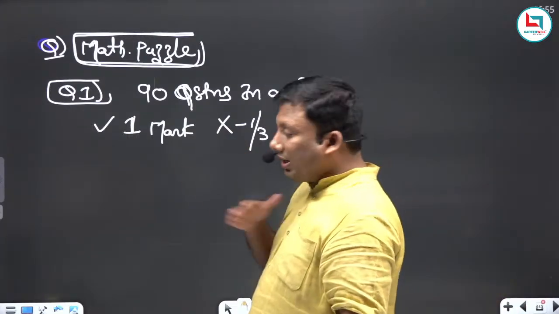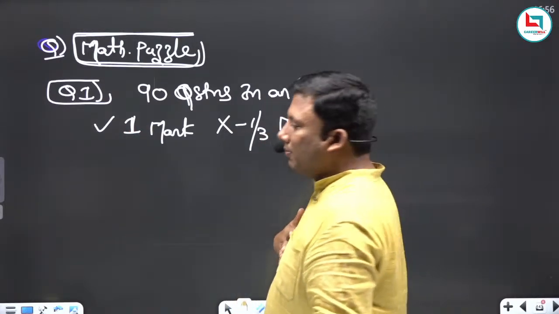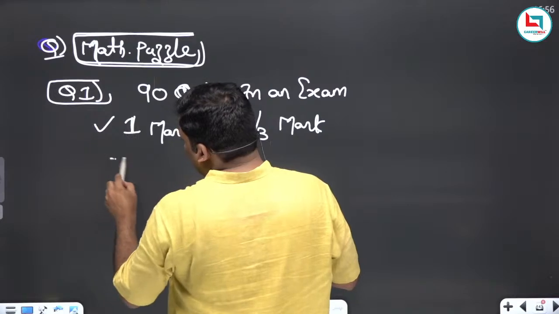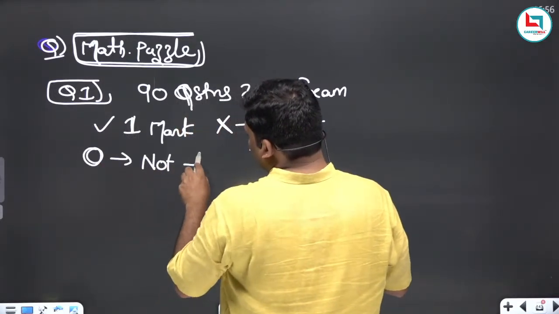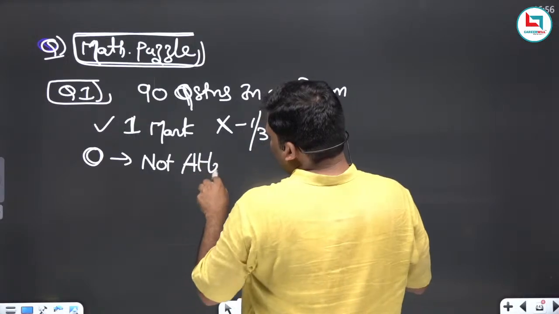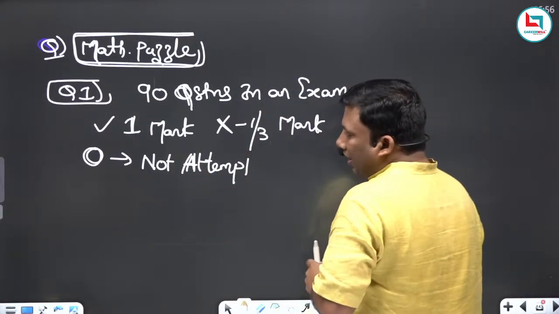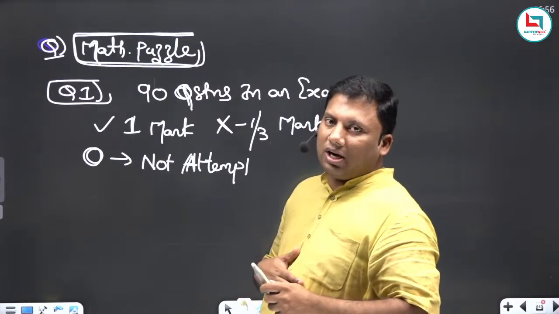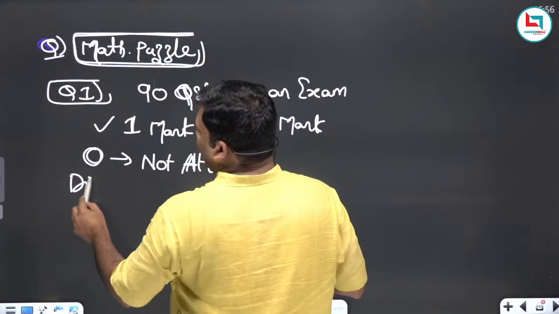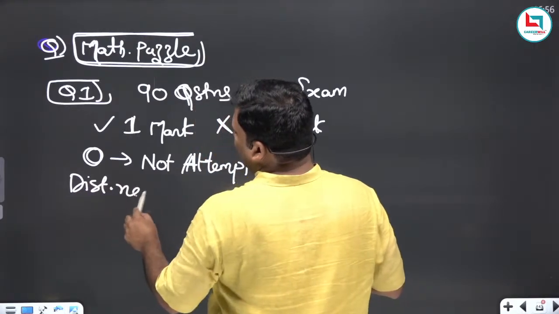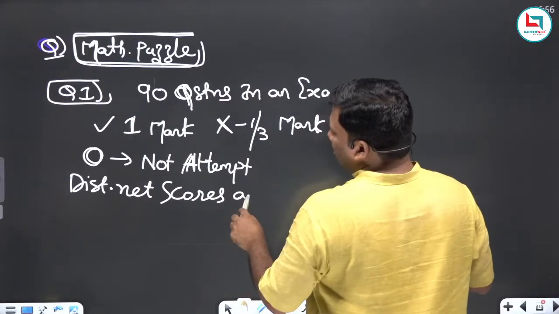If I do right, I will get 1 mark. If I make a mistake, I will get negative 1 by 3. If I do not attempt the question, I will get 0 marks. How many distinct net scores are possible? Very, very good question.